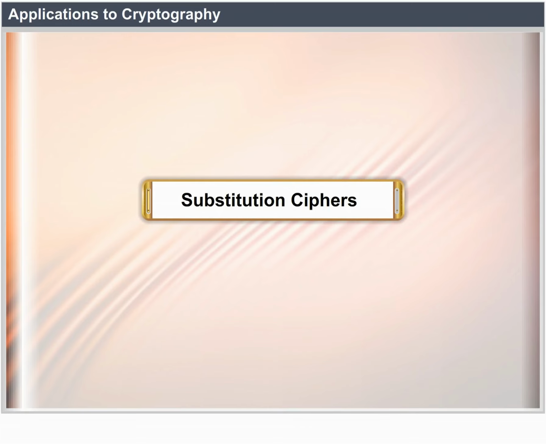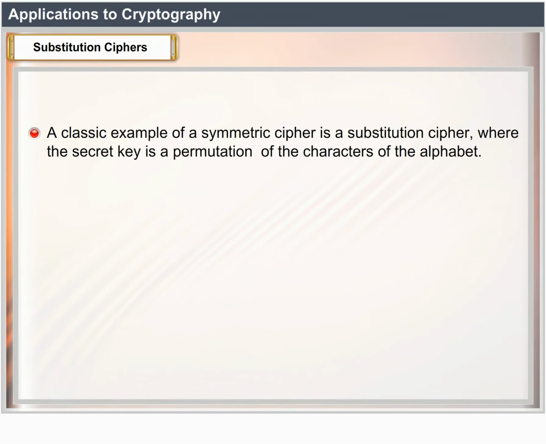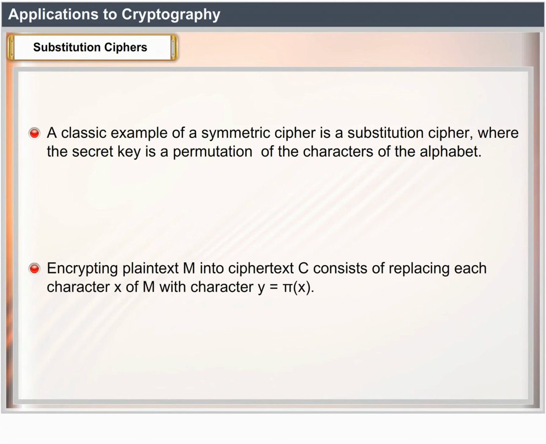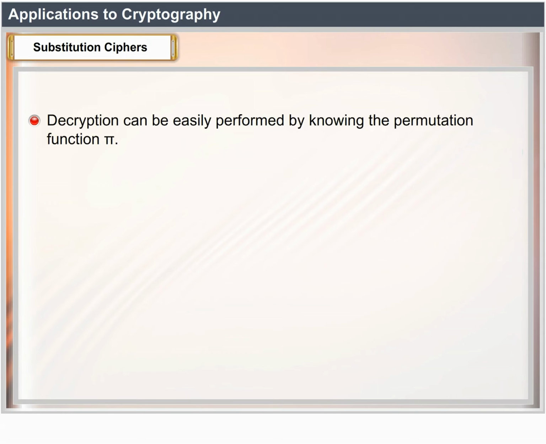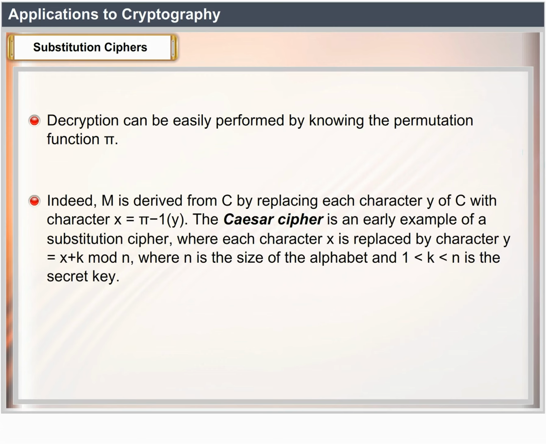Substitution ciphers. A classic example of a symmetric cipher is a substitution cipher, where the secret key is a permutation pi of the characters of the alphabet. Encrypting plain text M into ciphertext C consists of replacing each character x of M with character y equals pi of x. Decryption can be easily performed by knowing the permutation function pi. Indeed, M is derived from C by replacing each character y of C with character x equals pi^-1 of y.